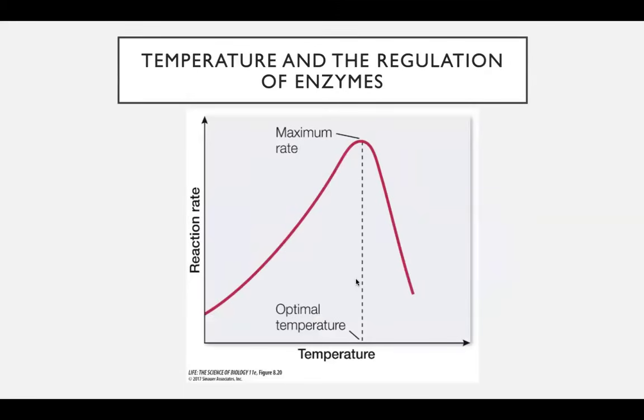Temperature as well is extremely important. Some organisms live at a very wide range of temperatures, and they help generate different forms of enzymes known as isozymes.